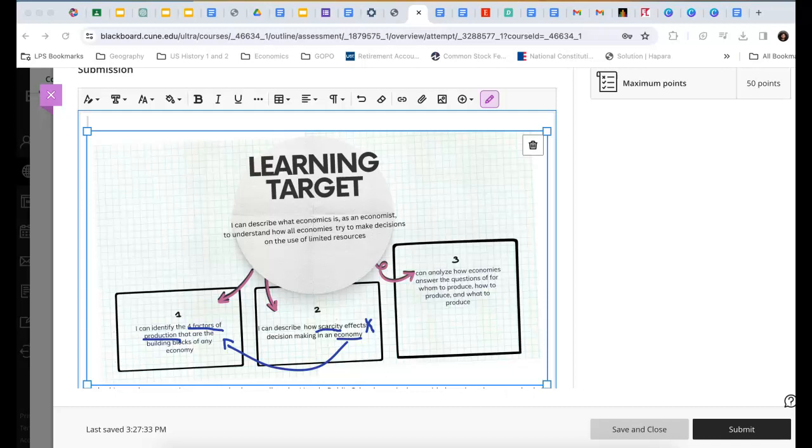So after we figure out scarcity and the effects it has on an economy, we do the same thing to break down this third one here. How do economies, so we can analyze how economies answer the questions of for whom to produce, how to produce, and what to produce. And after we do all of these supportive learning targets, we should be able to do this in the same method I mentioned earlier. And by that point, we have essentially described what economics is. So that's my plan anyway, and that's what I would go ahead and try to do, at least initially.